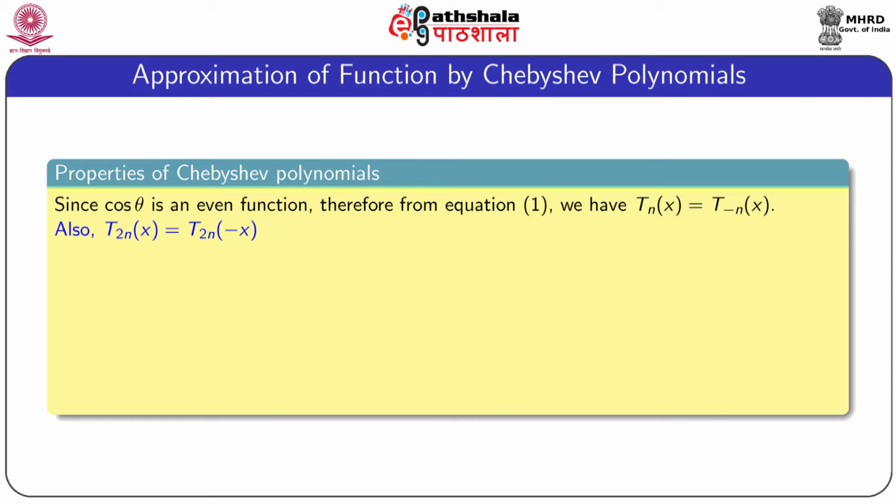Also, it is easy to verify that T2n(x) = T2n(-x). That means the Chebyshev polynomial is even when the subscript is even, and also T2n+1(-x) = -T2n+1(x). This shows that the Chebyshev polynomial is an odd function if the degree of the polynomial is odd.